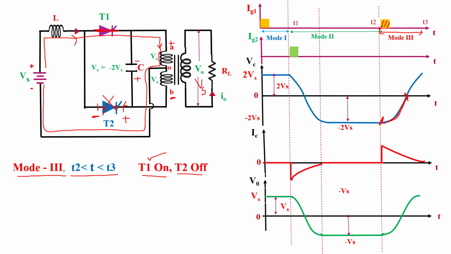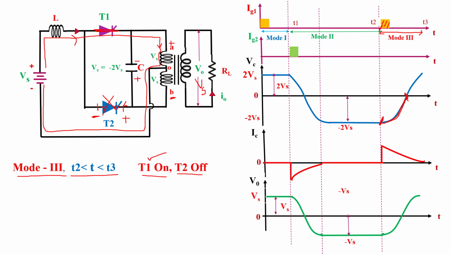It means at time instant T2, current flows in this direction via thyristor T1, upper part of the primary winding, and the voltage induced across the primary winding is Vs at the upper part and Vs supply voltage at the lower half of the primary winding. So the total voltage is Vs plus Vs. The same Vs voltage is induced across the secondary winding of the transformer. So the load voltage is also equal to supply voltage Vs.